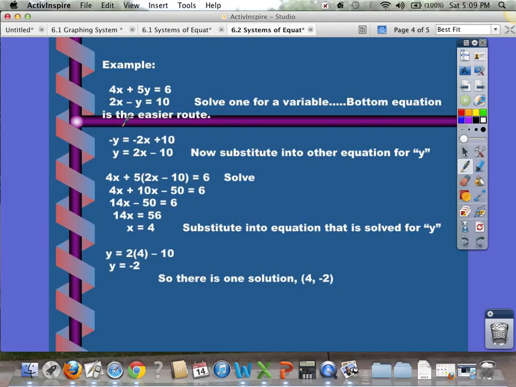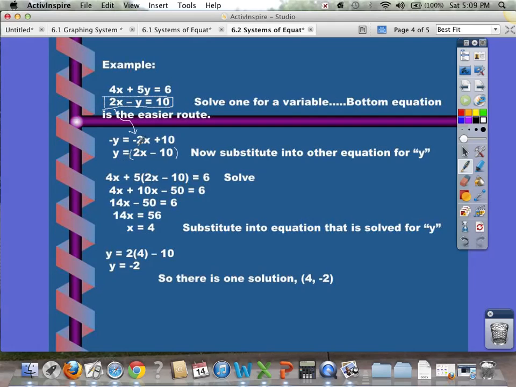So I'm going to take this down here, and I'm going to move the 2x over by subtracting it. And as you can see, I've already put that down here. I moved it over by subtracting, and then I brought my 10 down. Now I just have to get rid of my negative 1 in front of the y. So I divided everything by negative 1, which left me with y equals 2x minus 10. This is what I'm going to substitute in. Let me make a box around the original so you'll see. This is what I moved around.